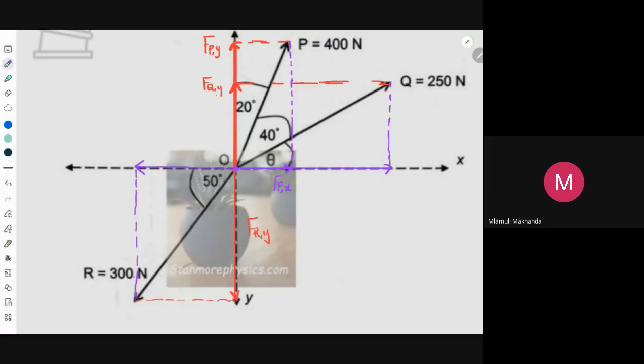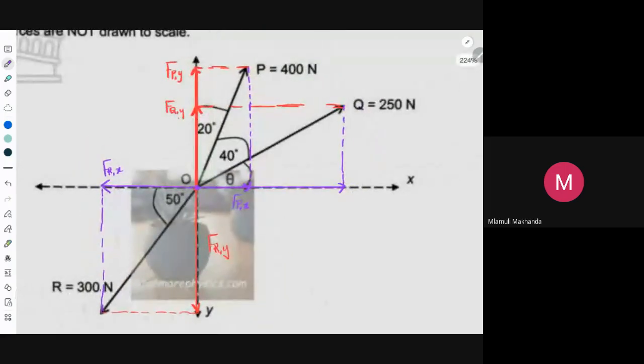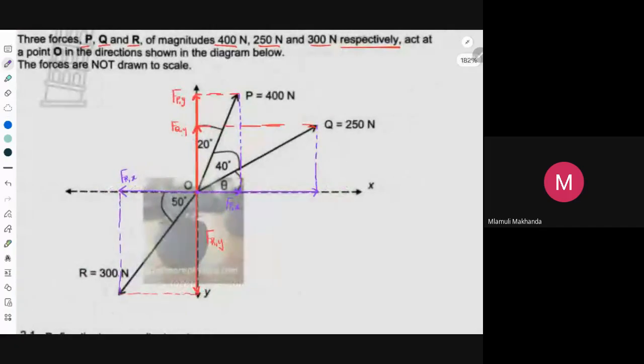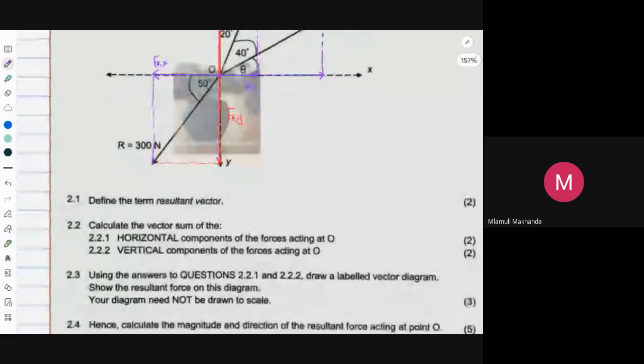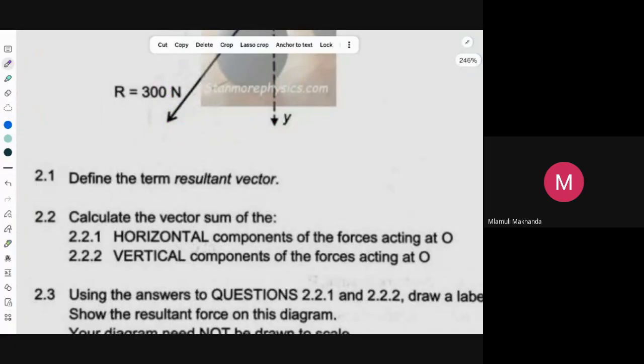Right, so we have all our components now. This is FRX. Okay, so we can start adding them. But before we do that, we have to make sure we follow what our questions are saying. So 2.1 is saying define the term resultant vector.